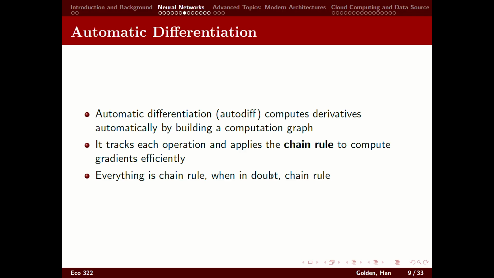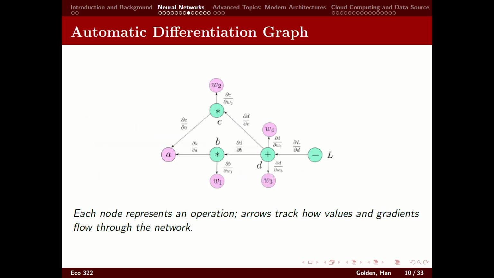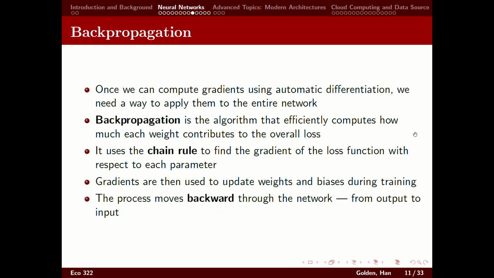Automatic differentiation computes derivatives automatically by building a computation graph. It tracks each operation and applies the chain rule to compute gradients efficiently. Everything is chain rule. When in doubt, chain rule. So here's an automatic differentiation graph. We go from the loss, and then we go back to the operations, and then to the weights, then the operations, then the weights, then the bias, and then the weights. Each node is represented by an operation. Arrows track how values and gradients flow through the network, and you just multiply earlier gradients by later gradients.